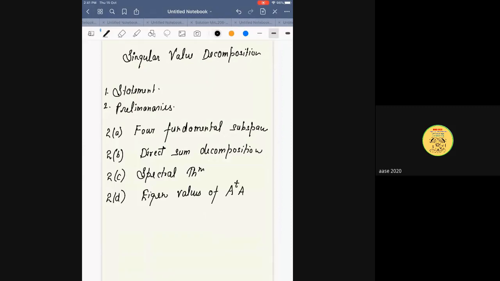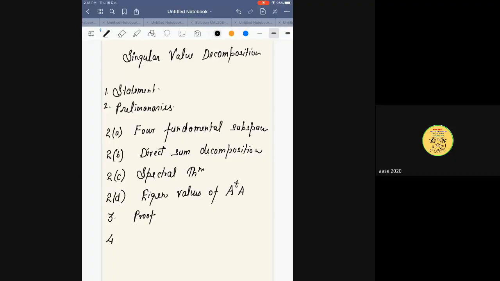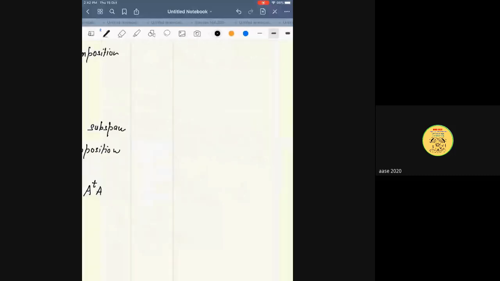And after completing these preliminaries, we will come to the algebraic proof of the singular value decomposition. And at the last, I want to give some applications of singular value decomposition. So let me start with the statement of this result. Singular value decomposition factorizes a matrix into two orthogonal matrices and one diagonal matrix.